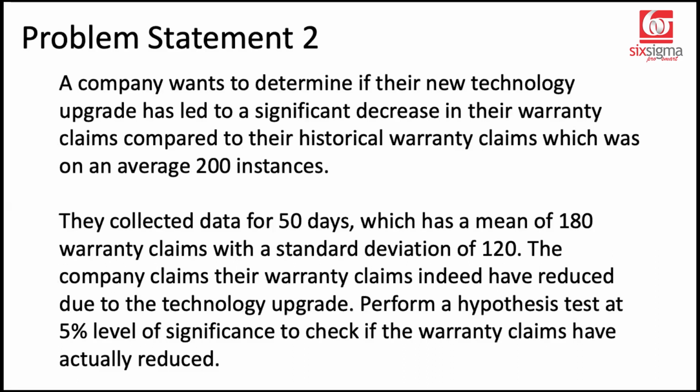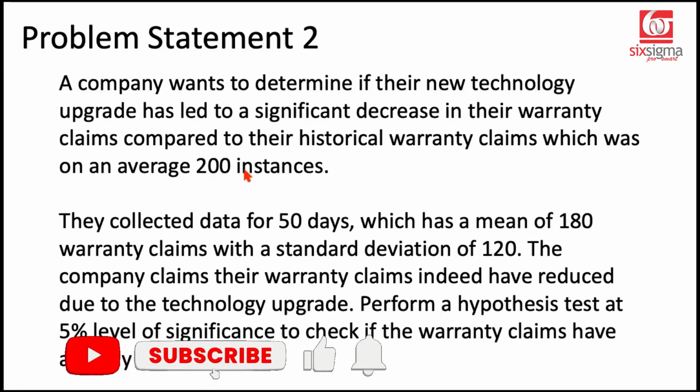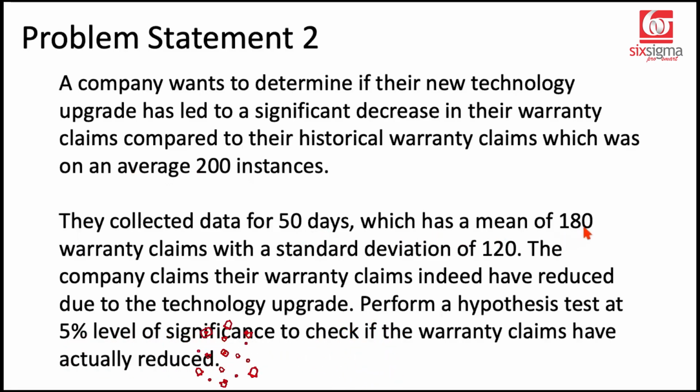Any company that's into producing products would be concerned about warranty claims. A warranty claim is, of course, a bad experience for the customer who's claiming that warranty. And of course, it speaks volumes about the quality of your product, right? So companies would monitor it closely. Now, the historical warranty claims, if you see, are 200 on average, which is your population data. They collected data for 50 days, which has a mean of 180 warranty claims with a standard deviation of 120.